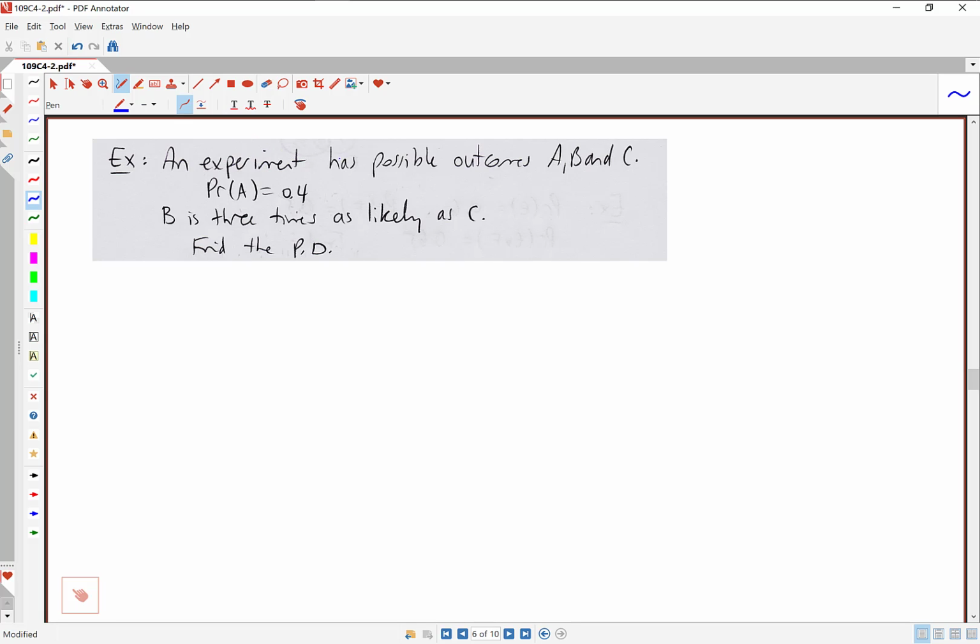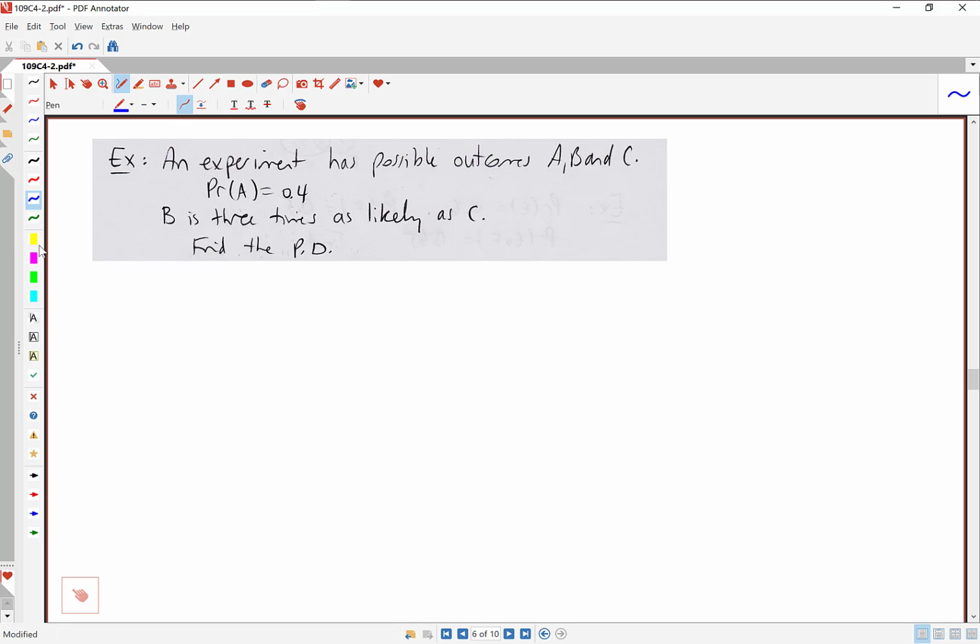So now we're told that an experiment has possible outcomes A, B, and C. We know that the probability of A is 40%. And we know that B is 3 times as likely as C. Based on that, we want to find the probability distribution. Well, in order to find the probability distribution, we need to figure out the probabilities for events B and C.